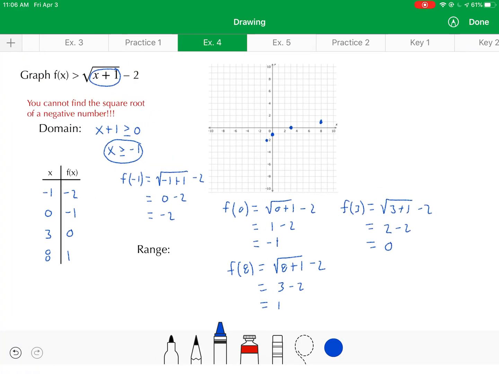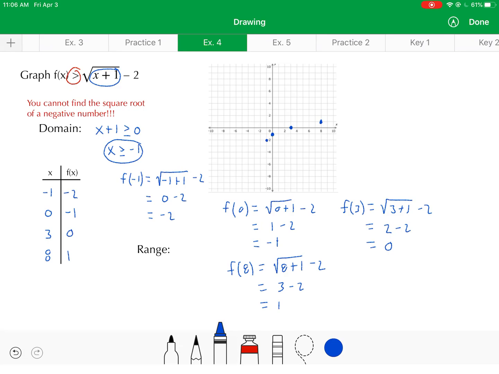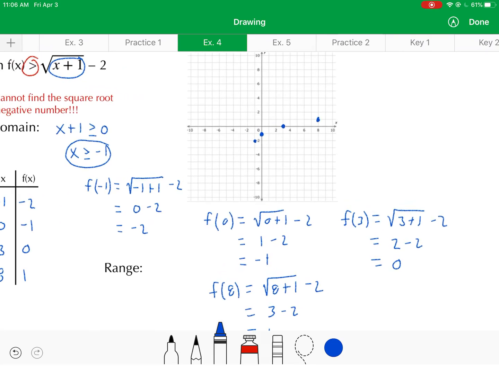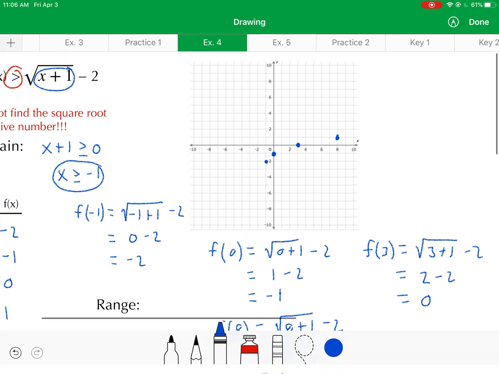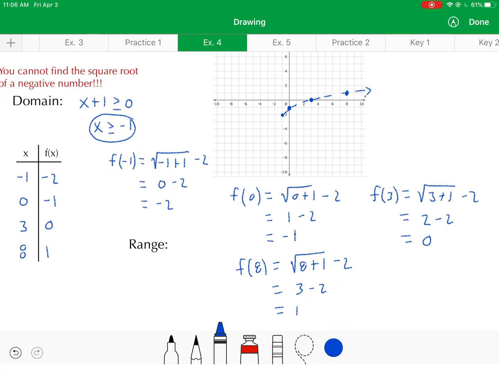Now notice we have to focus on the inequality symbol here. It is greater than, not greater than or equal to. So that tells me that the points that are on my curve are not actually going to be part of the solution set. So I'm going to represent that by using a dashed curve here, not a solid curve. Okay. And then I've got to determine, should I shade above the curve or should I shade below it? All right. I will do that with a test point.